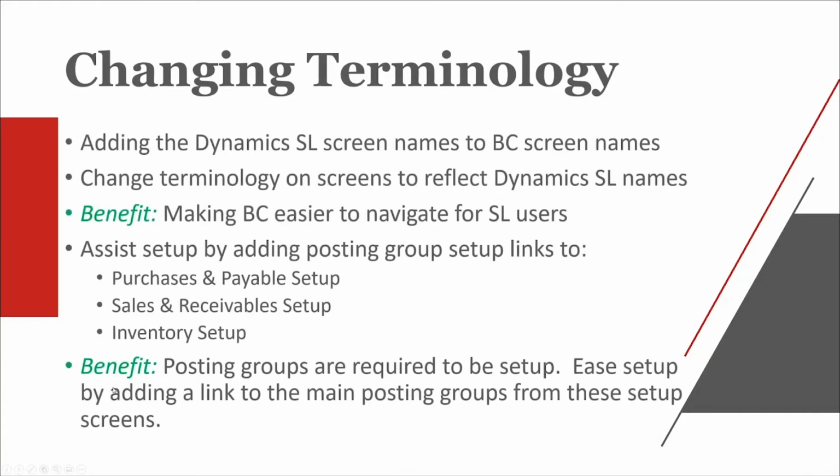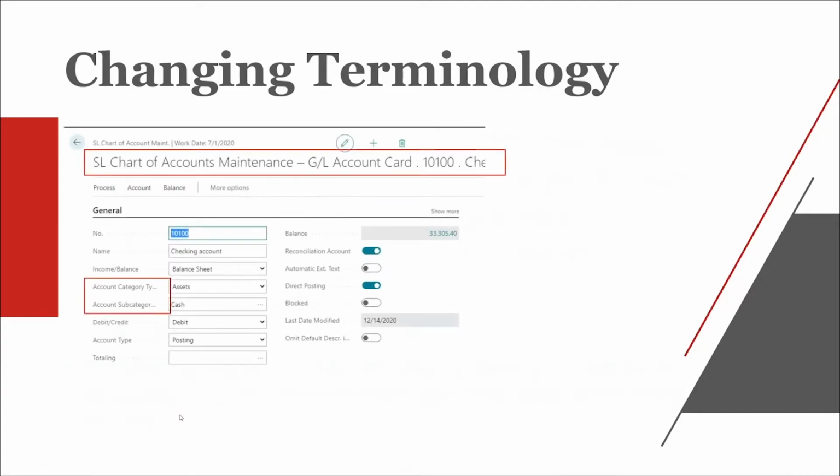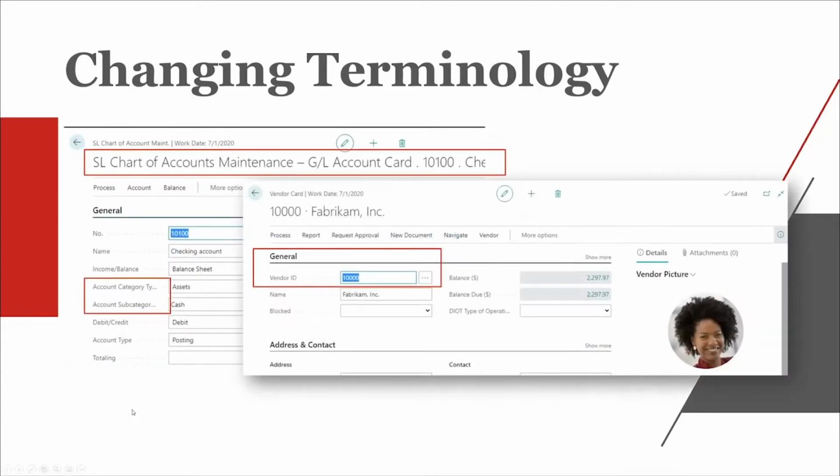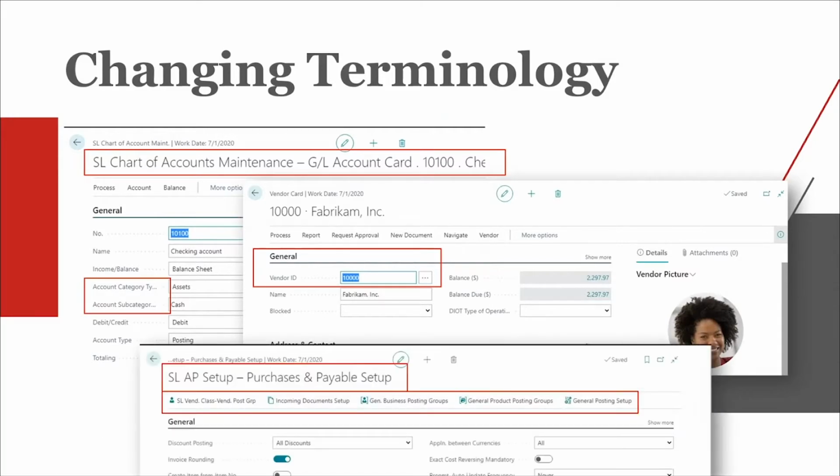In addition, we've made some changes to the terminology. Some of it is to make it easier for a person who's transitioning to Business Central, others to make the setup of things easier as well. In this example, you can see we've added the name of the solution in front of the name of the screen, as well as changed some of the fields from generic IDs to, as you see here, vendor ID. Lastly, some of those setup screens also have quick links to additional screens, like posting groups, that need to be set up before you start using the solution.